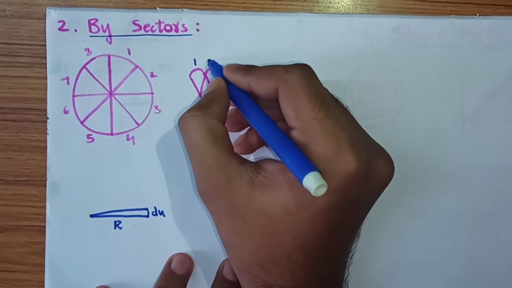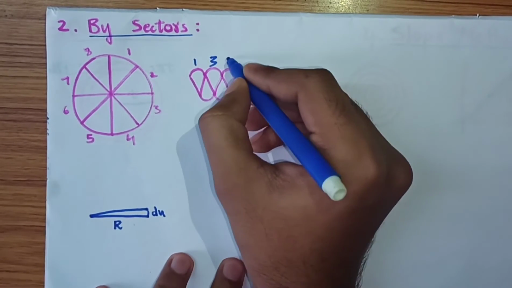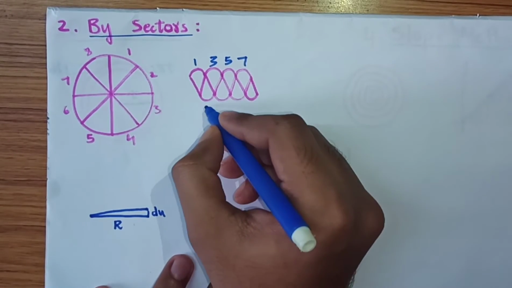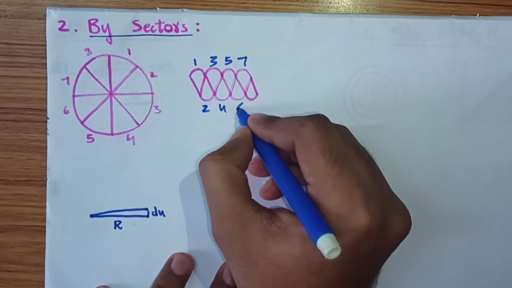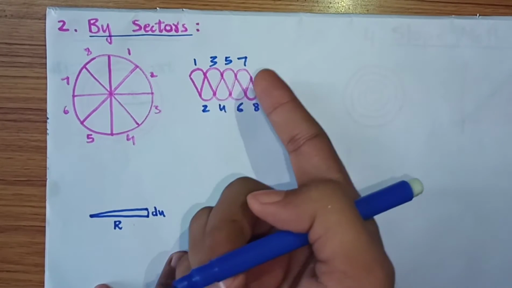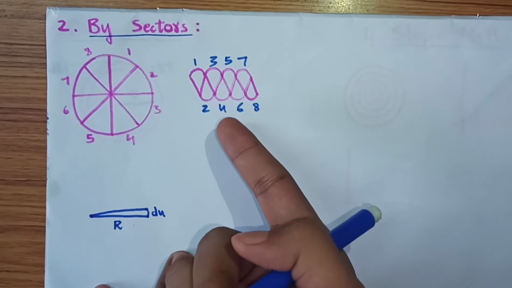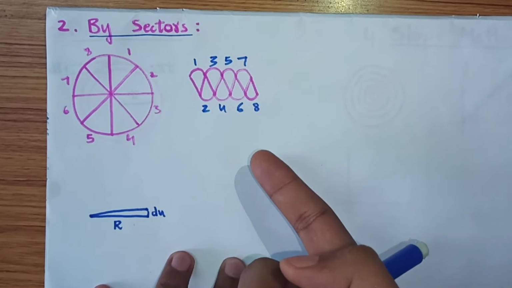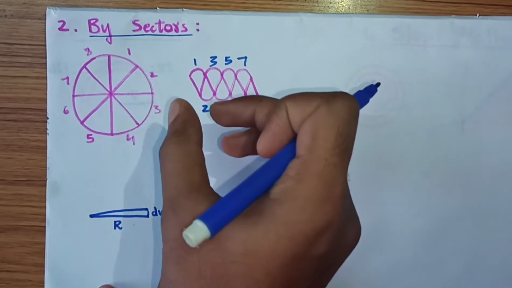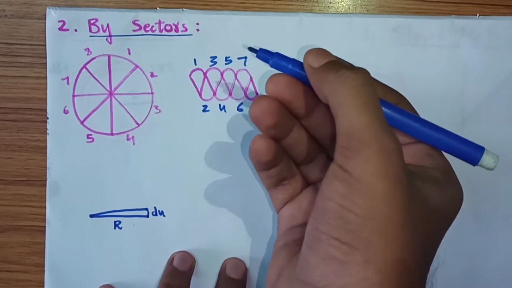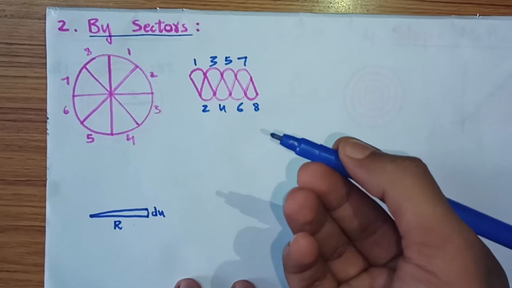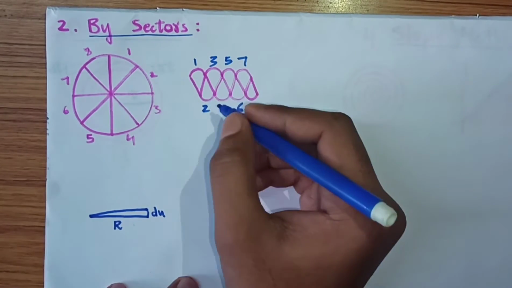You put all the odd sectors first and put the even sectors down. Here you can see this shape right here looks very similar to the parallelogram, or if you make the sectors really small, it can even be equivalent to the rectangle.